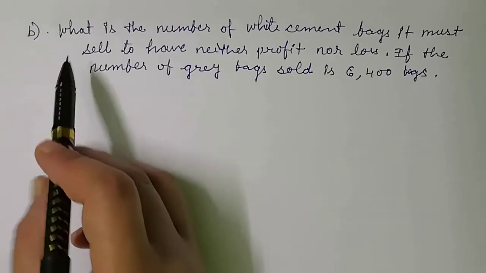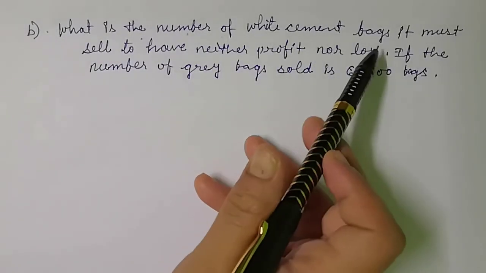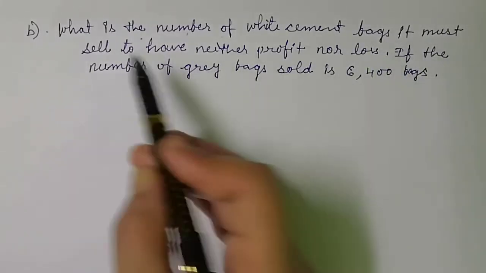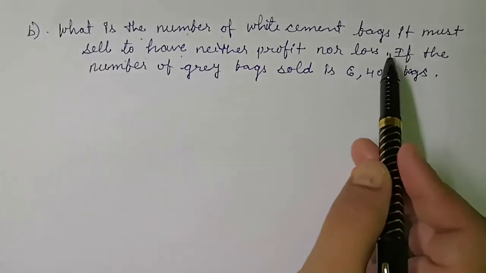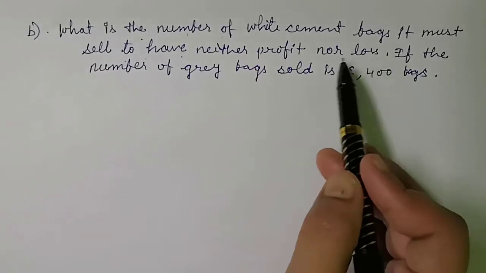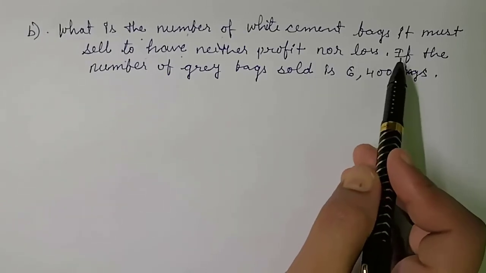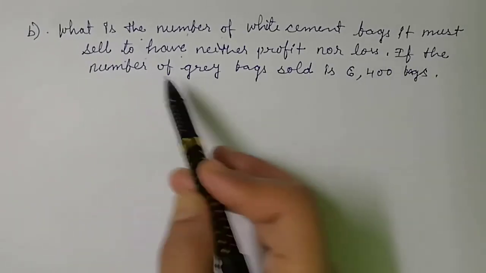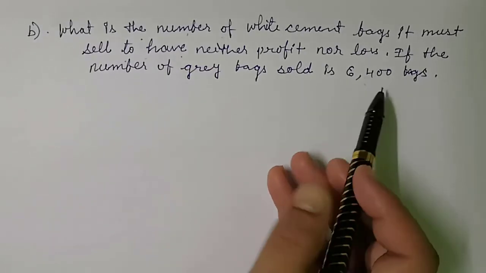See part B of question number 8. What is the number of white cement bags if it must sell to have neither profit nor loss? Okay, that means no profit, no loss. Profit and loss both are equal. No one is greater. Okay, if the number of grey bags sold is 6,400 bags.